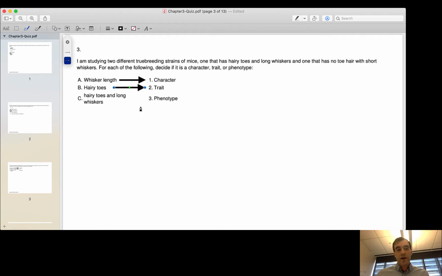So whether or not you have hair on your toes, that can be a character, but if I specify you have hairy toes, then that is a trait. And then a phenotype is a composite, so it can be more than one trait. And so here when I specify hairy toes and long whiskers, that's two different traits, and the composite of those together is the phenotype.